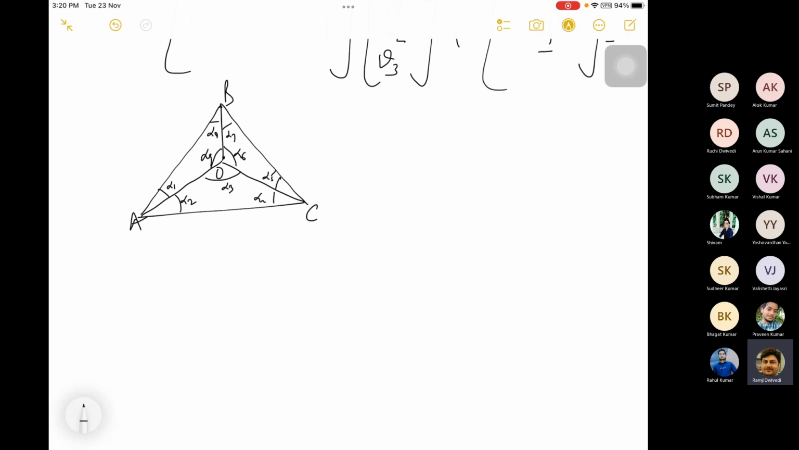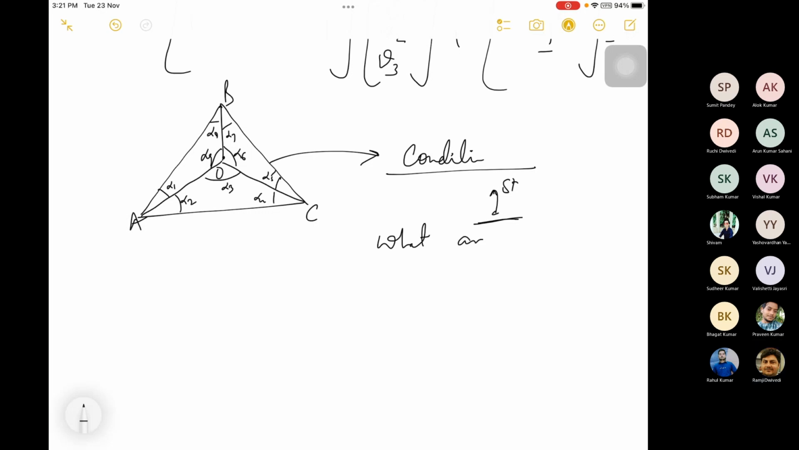Anyone remaining? No, nothing. And now if I ask you to solve this problem using the condition equation method, the first question that comes to your mind is, what are the possible equations? So now you think about what equations in this problem can be formed.